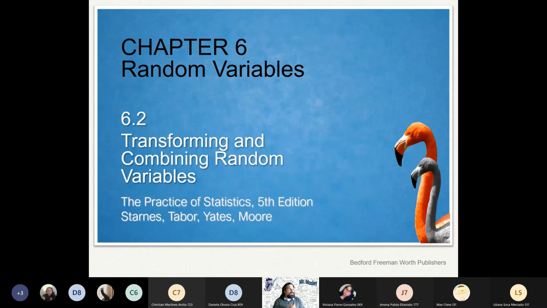Alrighty, so here we are in chapter 6 still dealing with random variables, and we're going into section 6.2, transforming and combining random variables. And again, this is taken from the stuff that's ready for me in the Practice of Statistics resources, which is awesome.